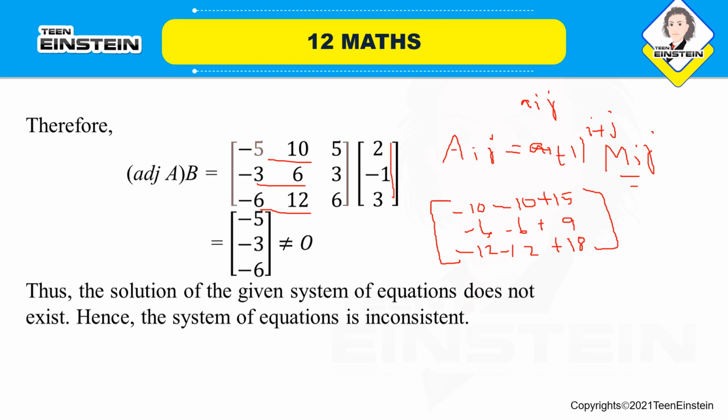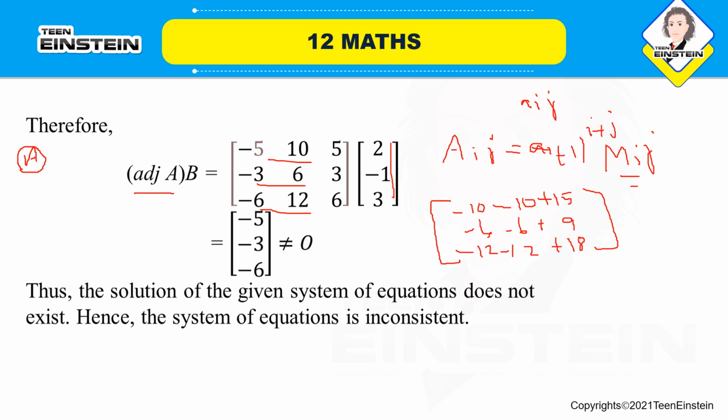Okay, so if adjoint A into B is not equal to zero matrix, why are we calculating here adjoint A into B? Because we have identified that A is a singular matrix. Here, determinant A is 0, therefore A is a singular matrix. A is a singular matrix means then inverse will not exist. So in this case, we need to calculate adjoint A into B, the product of adjoint A and B.